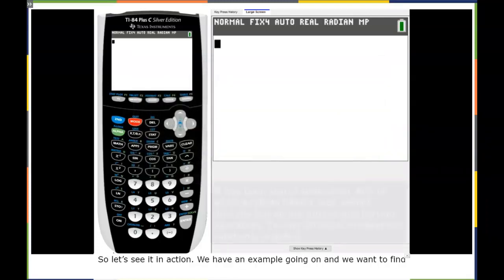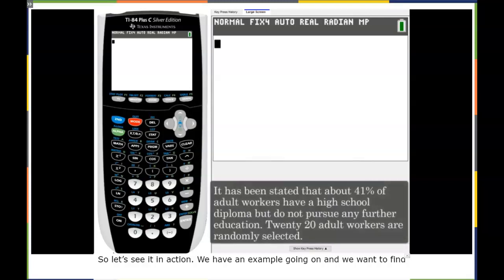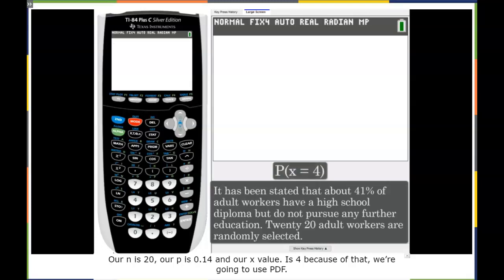We have an example going on, and we want to find the probability that exactly 4 of our selected people have a high school diploma but do not pursue any further education. Our N is 20, our P is 0.14, and our X value is 4. Because of that, we're going to use PDF.